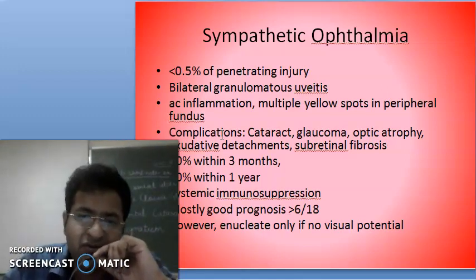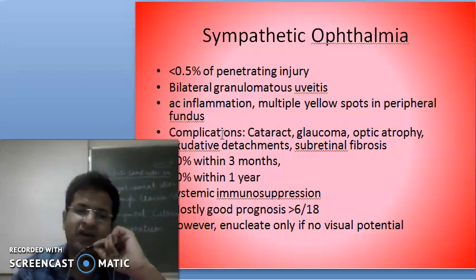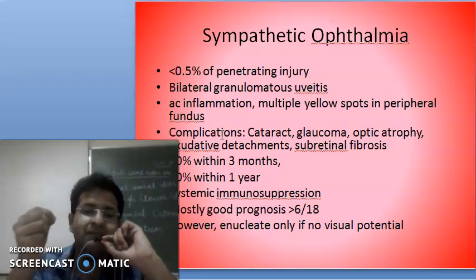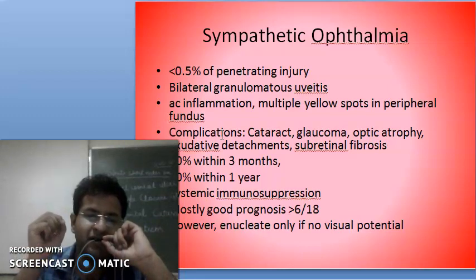What are the complications of the sympathetic ophthalmia? Any complication of uveitis is a complication of sympathetic ophthalmia, that is a cataract, glaucoma, optic atrophy, exudative detachment, subretinal fibrosis. And 80% of the cases with sympathetic ophthalmia are present within 3 months and 90% within 1 year of the initial injury.